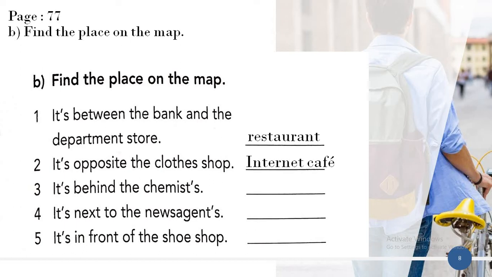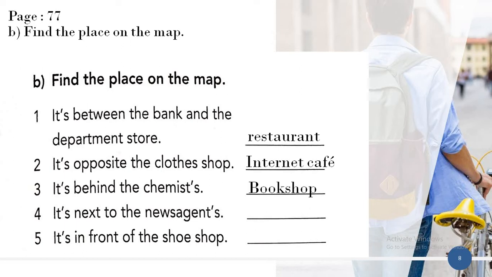3. It's behind the chemist's. What is behind the chemist's? Look at the chemist's. What is behind it? It's a bookshop. Excellent. Again, keep your eye on the map while we are trying to answer this question.